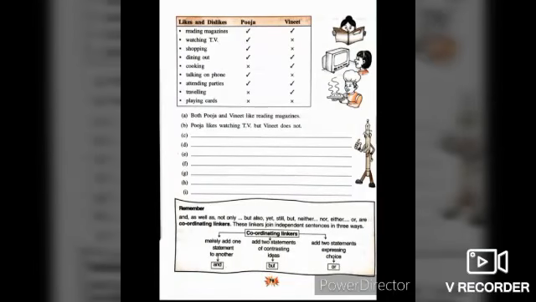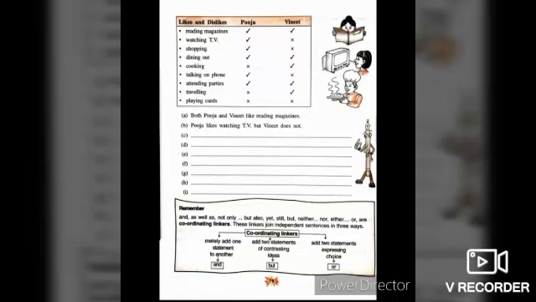Like, the first one is reading magazines. Pooja likes, Vineet also likes. So both Pooja and Vineet like reading magazines. Next is watching TV. Pooja likes but Vineet does not. So Pooja likes watching TV but Vineet does not.